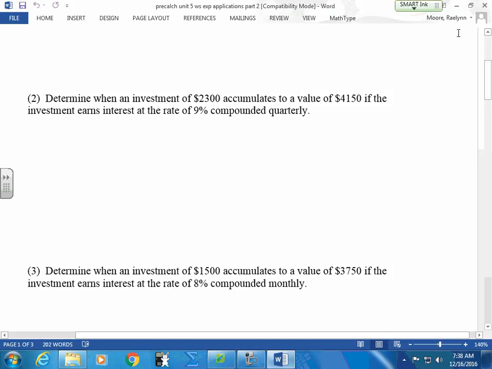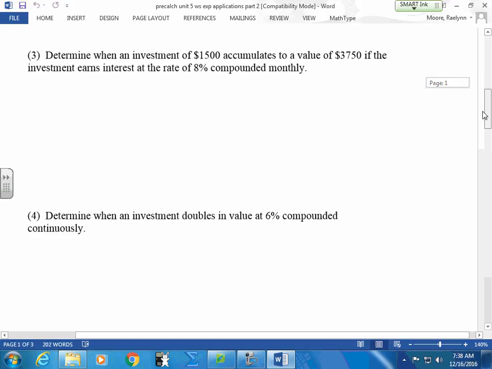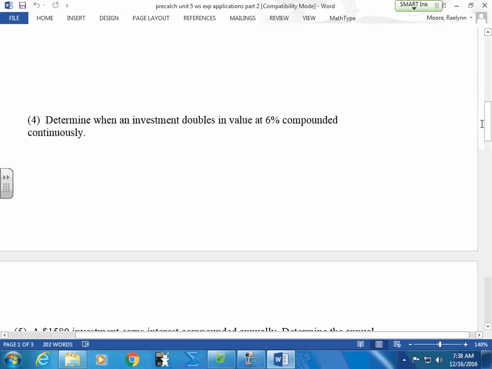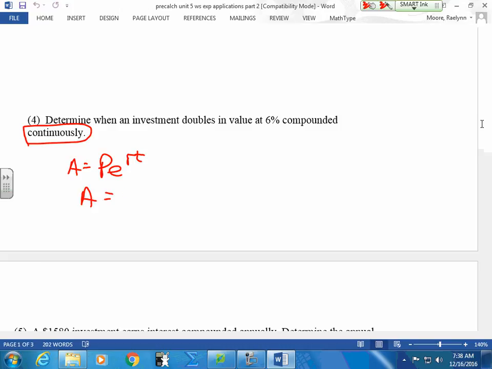There is one that I want to do with you guys. This one is a little tricky. Okay, let's set this up. Determine when an investment doubles in value at 6% compounded continuously. What equation are we using first? So what should I plug in? The rate, I got a rate. I don't know the time. What do I do? What does "doubles" mean?